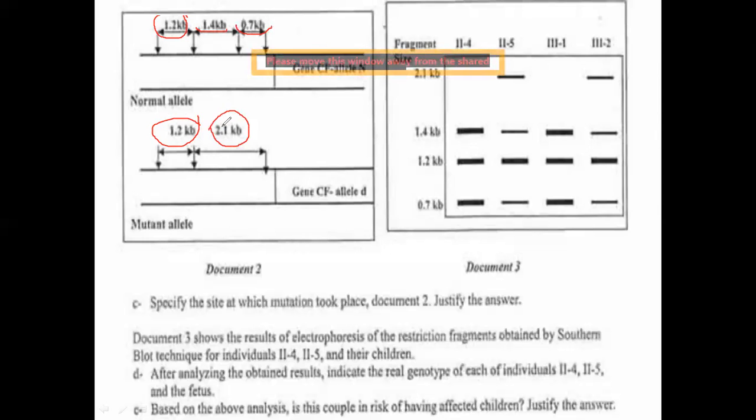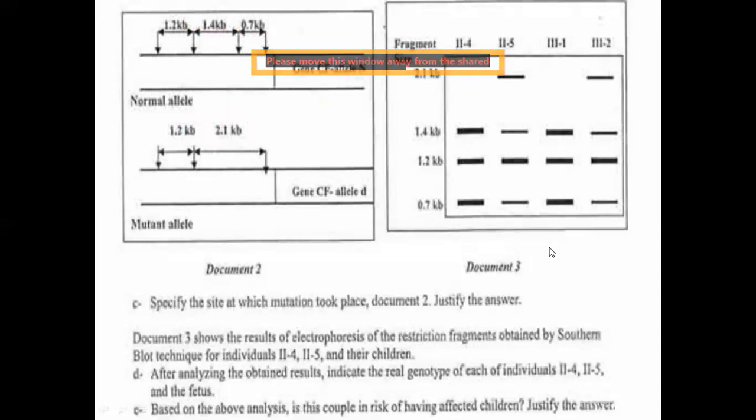So here is the difference between these two: here it's 1.2 and 2.1. This fragment is 2.1, while in the normal it's divided into two fragments, 1.4 and 0.7. So this is the site where the mutation took place.